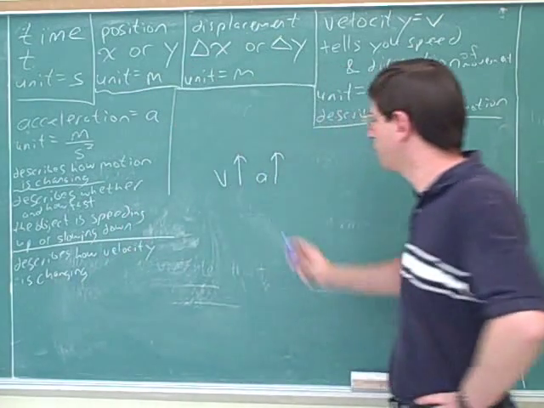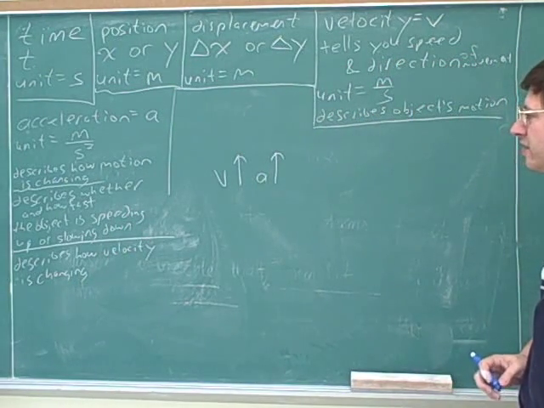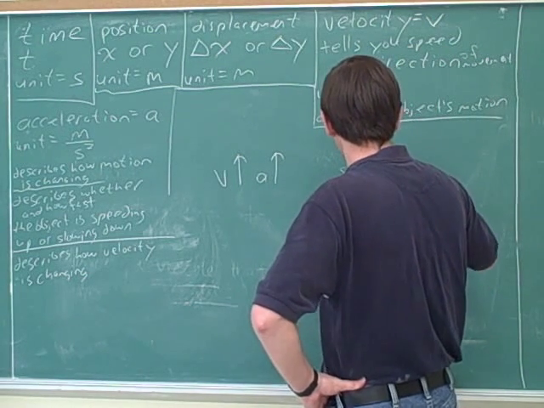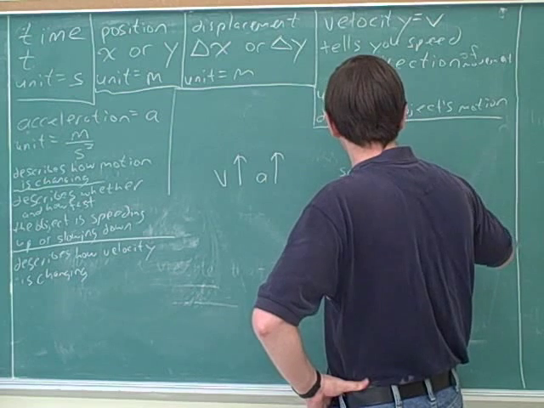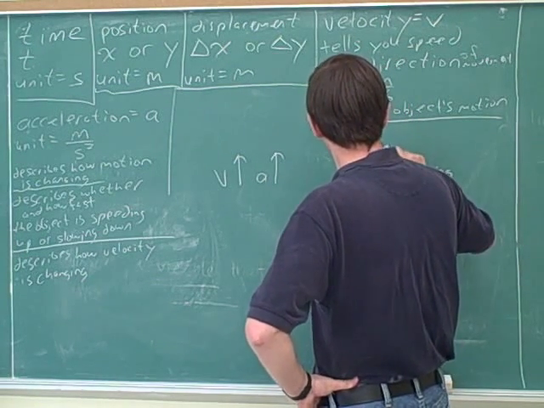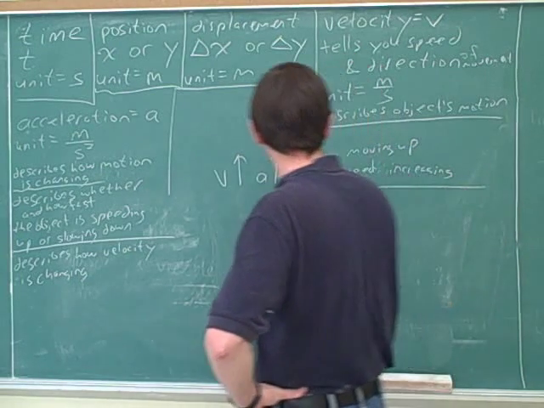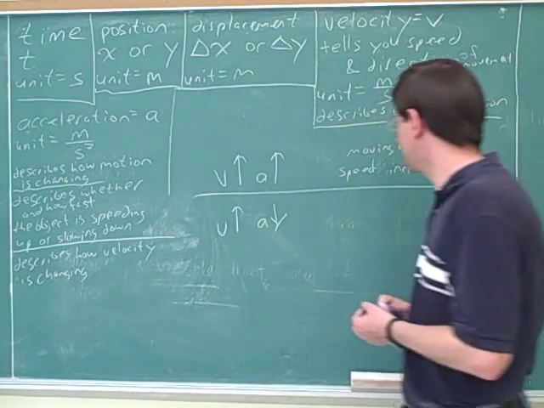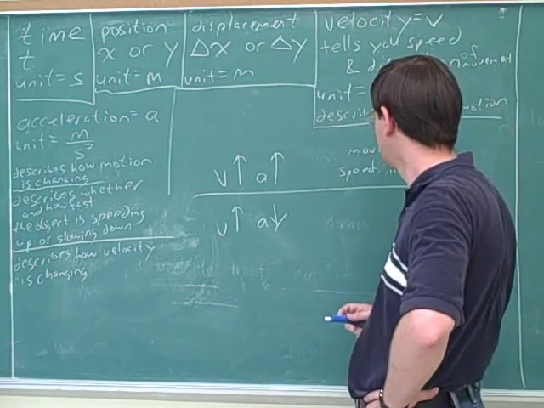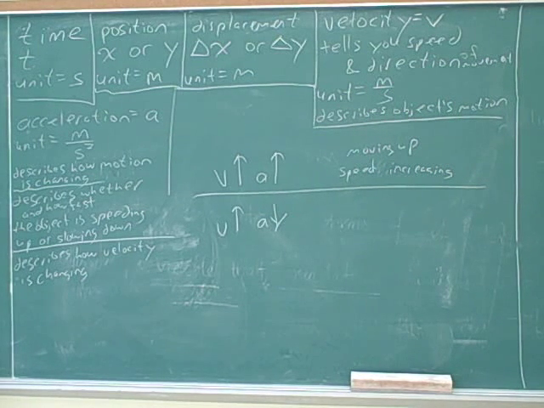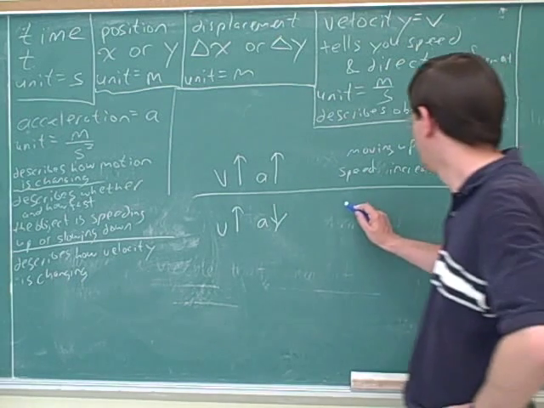All right, so let's describe what we know about this object. It's speeding up. And what else do we know about it? Let's say the speed is increasing. And then the object is moving up. It's moving up, and the speed is increasing. What do we know about this object? We know that this object is moving up and slowing down.